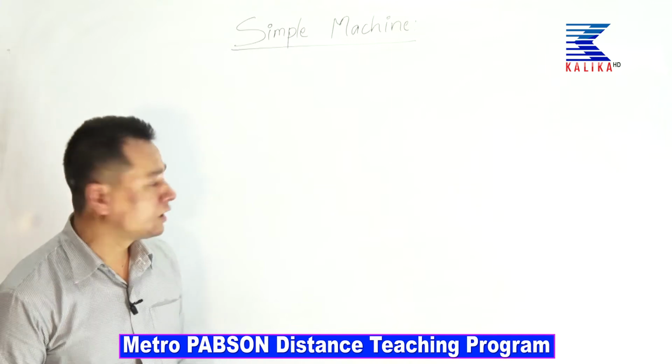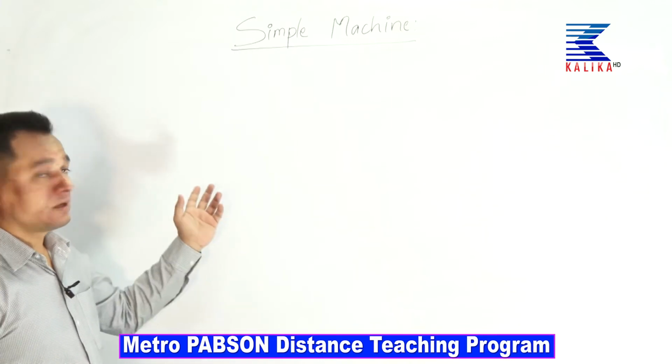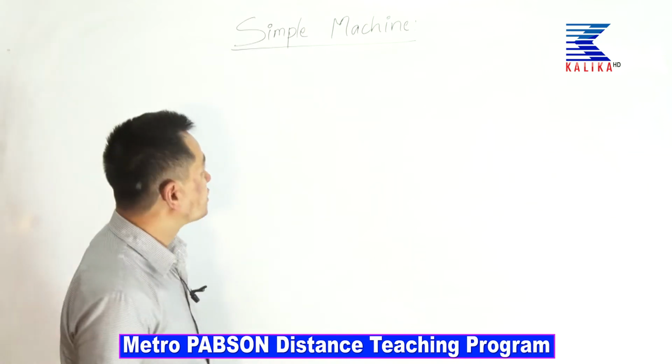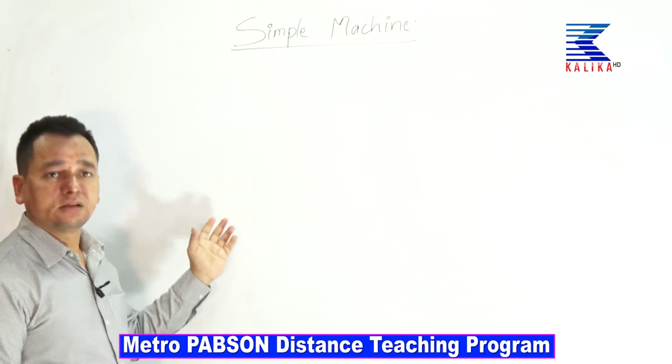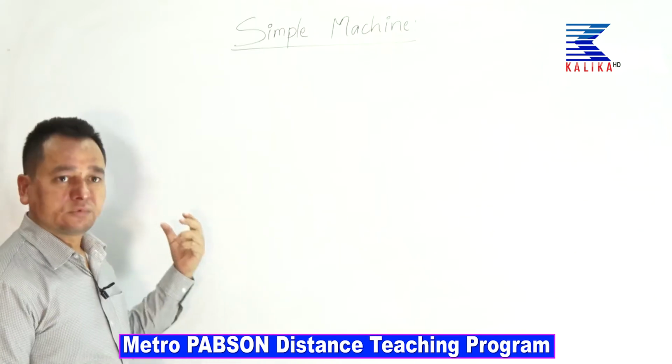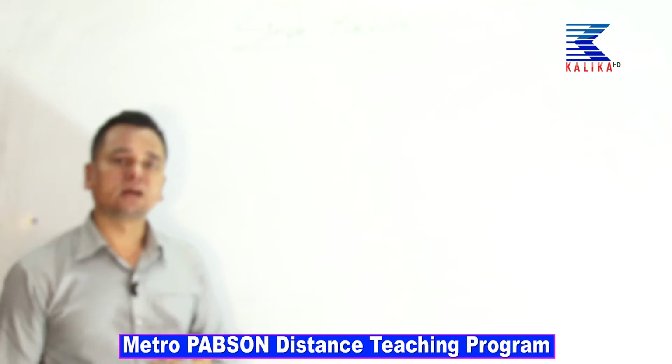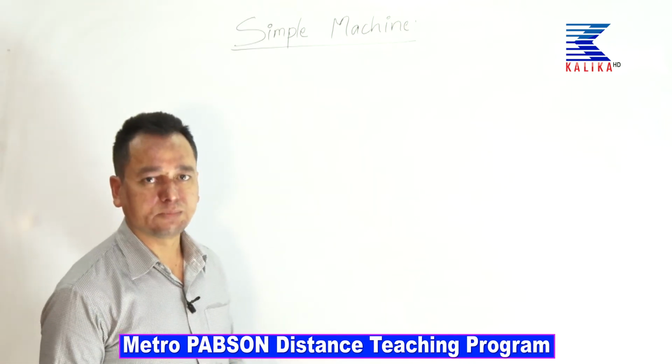Students, welcome back to another episode of distance learning class of grade 9 science, and we are in the continuation of the chapter simple machine. In our last class we discussed what a simple machine is and some parameters related to simple machines which we encounter while discussing different types of simple machines.